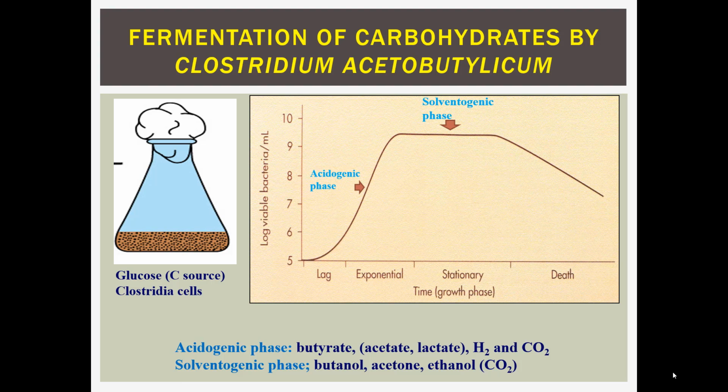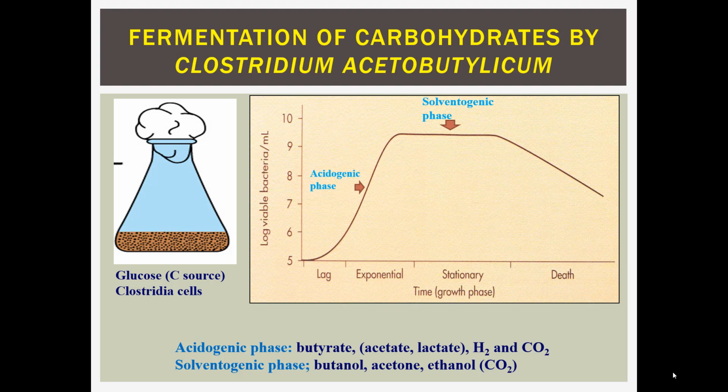As an example of the butyrate fermentation and the shift to the butanol acetone fermentation, we will consider the fermentation of carbohydrates carried out by Clostridium acetobutylicum. The fermentation of carbohydrates by Clostridium acetobutylicum has two phases, the acetogenic phase and the solventogenic phase. The exponential growth is what is called the acetogenic phase. And in this phase, the bacteria produce butyrate, acetate, hydrogen gas, and carbon dioxide.